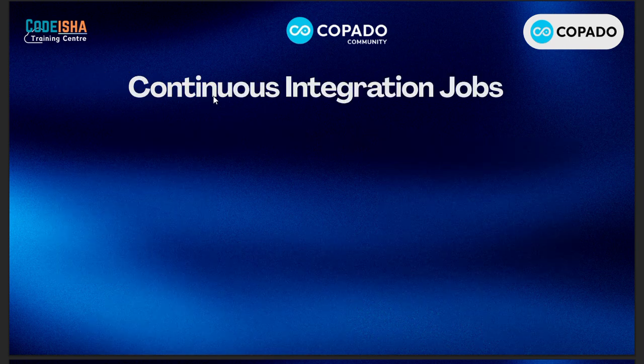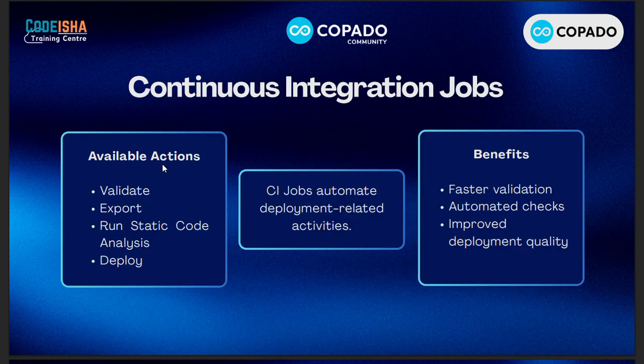And coming to the continuous integration jobs, CI jobs automate the deployment-related activities. The actions here are validate, export, run static code analysis, and deployments. And coming to the benefits of continuous integration jobs: faster validations and automated checks, and it improves the deployment quality also. So this is continuous integration jobs.